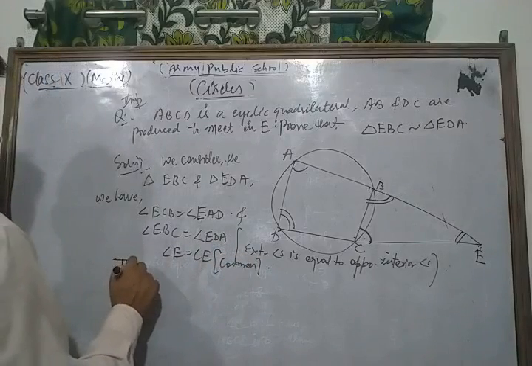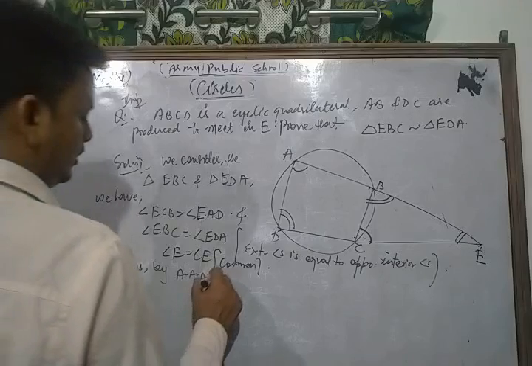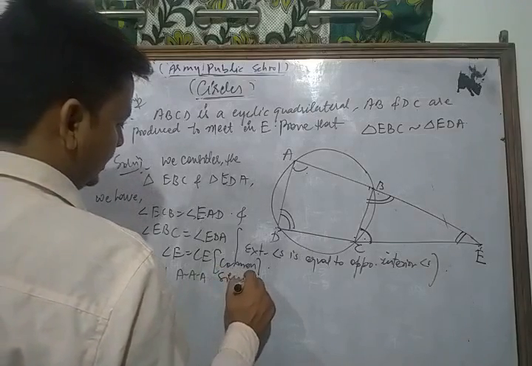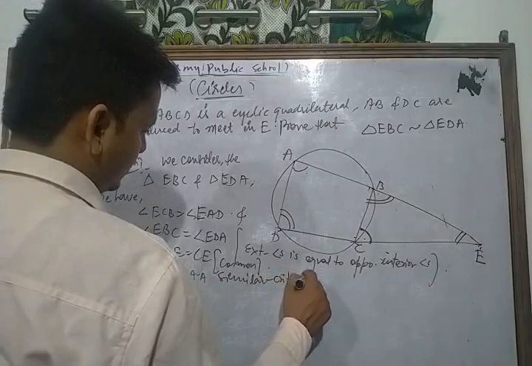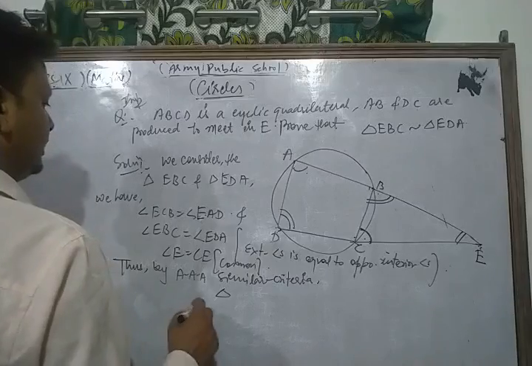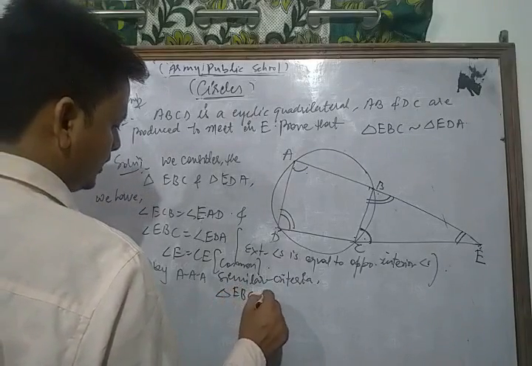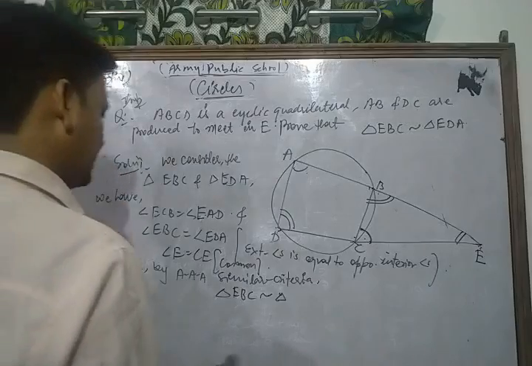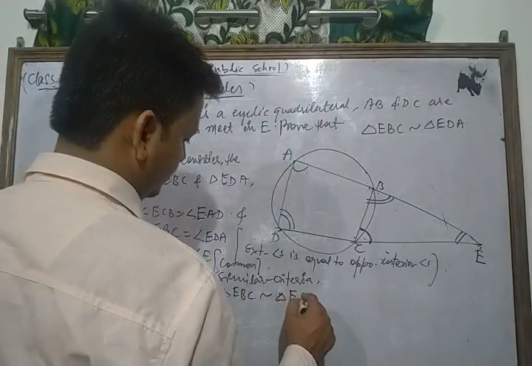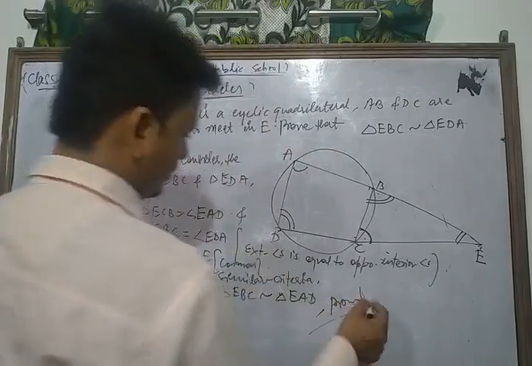Thus by the angle similarity criterion, triangle EBC is similar to triangle EAD. Hence proved.